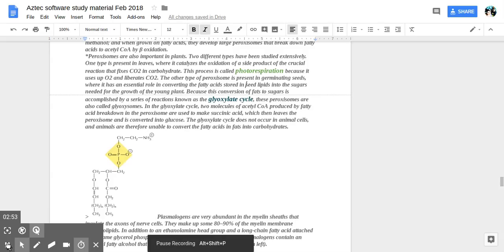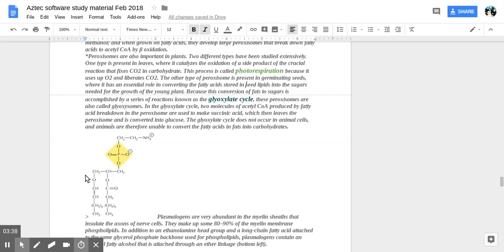Also photorespiration, which is the opposite reaction of photosynthesis, producing carbon dioxide instead of oxygen. It takes the oxygen and releases CO2, which is the opposite of photosynthesis, which takes CO2 and releases oxygen. But this is done because in carbohydrates, so this reaction where oxygen is used is oxidation.